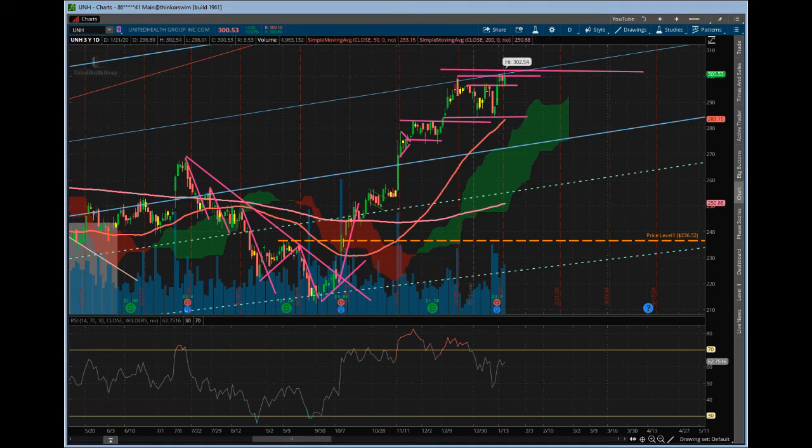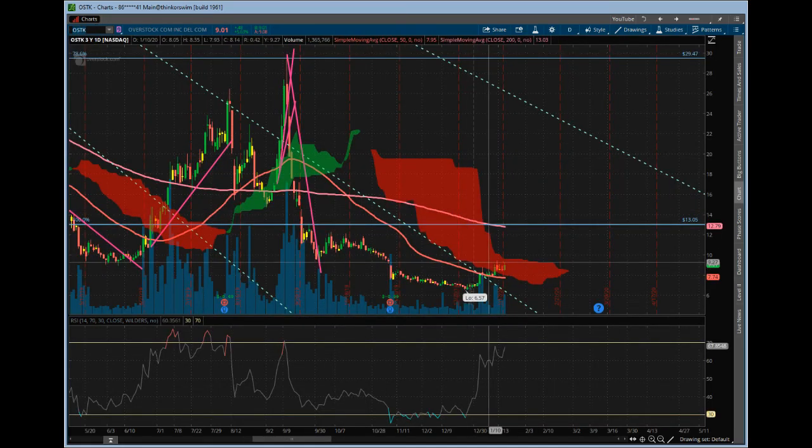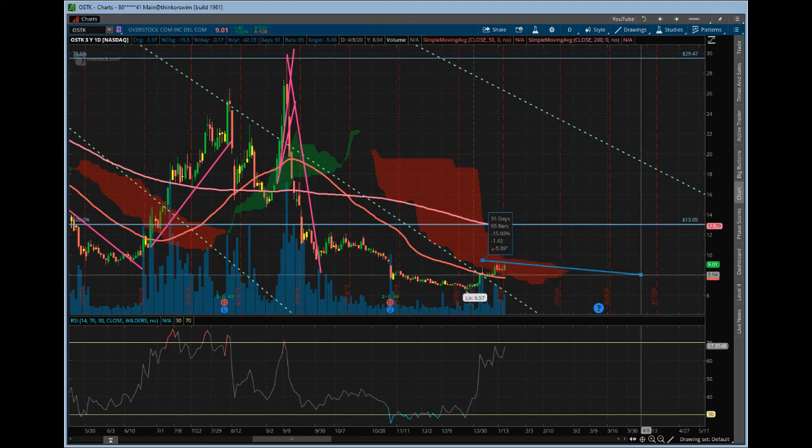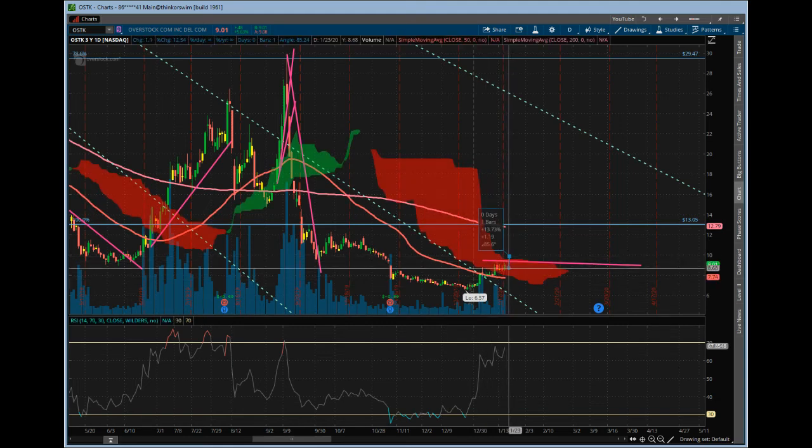And OSTK. Yep. So starting to work its way out of here. I had a real big range bound right here. Nice breakout candle here. And it looks like it's trying, right? So let's see if we can get a candle over these levels right here, get out of the cloud and make a move up to the 200-day moving average.